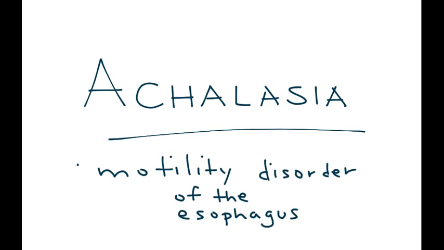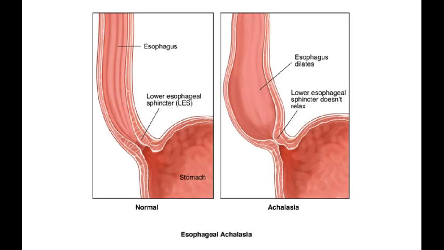Achalasia is the topic for this video, and achalasia is essentially a motility disorder of the esophagus. And the best way to explain this is with a photo. So here on the left side you have a normal esophagus, and this is of course the pathway through which food from your mouth will go eventually to the stomach.